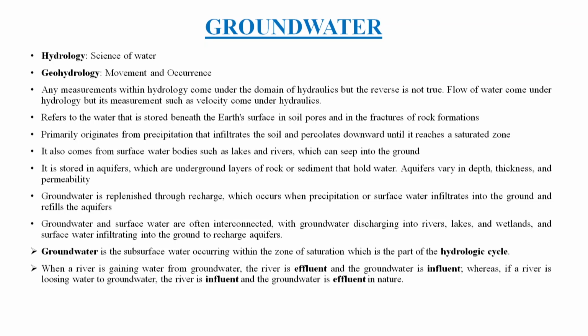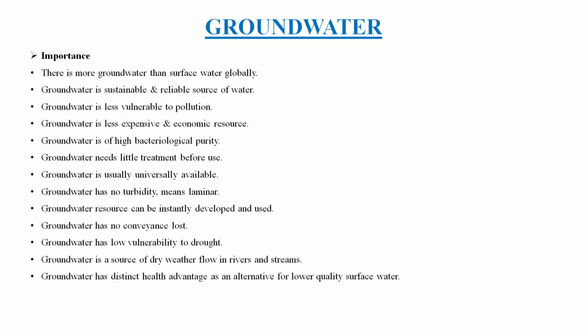Now, we have seen that a river and groundwater continuously exchange water. So, when a river is gaining water from the groundwater, the river is effluent in nature and the groundwater becomes influent in nature. Whereas, if a river is losing water to the groundwater, then the river is influent in nature and the groundwater becomes effluent in nature. So, there are several importance of studying groundwater and the uses of groundwater.